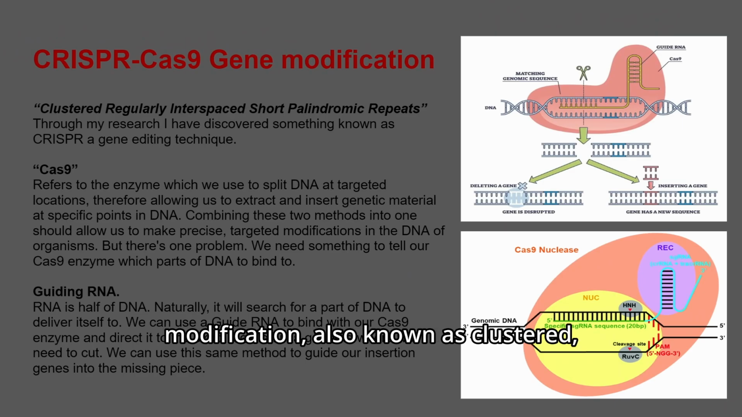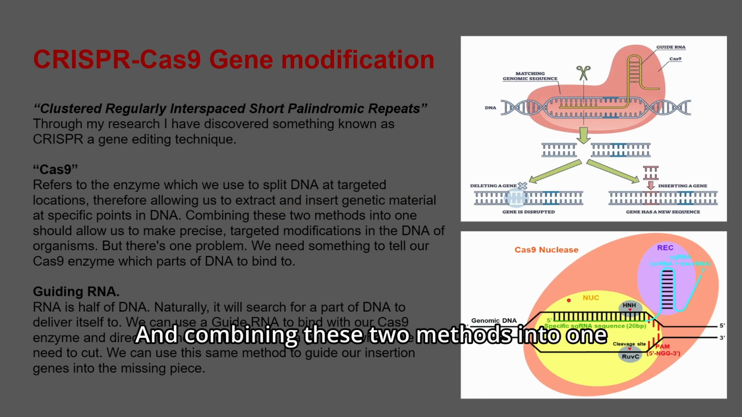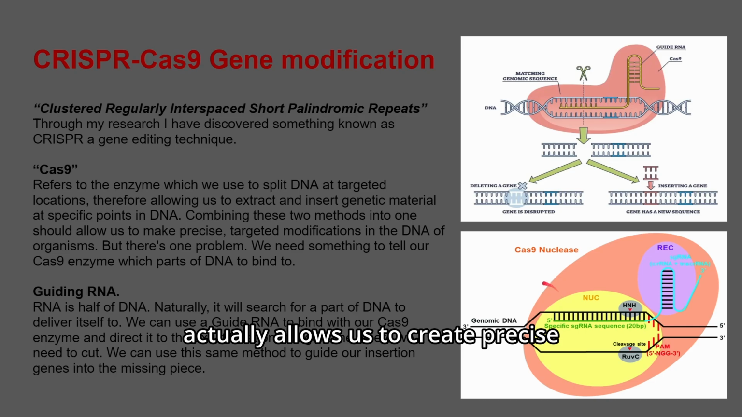CRISPR-Cas9 genetic modification, also known as clustered regularly interspaced short palindromic repeats. So through my research, I discovered something known as CRISPR, a gene editing technique. And the Cas9 refers to the enzyme which we use to split DNA at targeted locations, which allows us to extract and insert a piece of another DNA. And combining these two methods into one actually allows us to create precise and targeted modifications to the DNA of an organism. But there's only one problem.